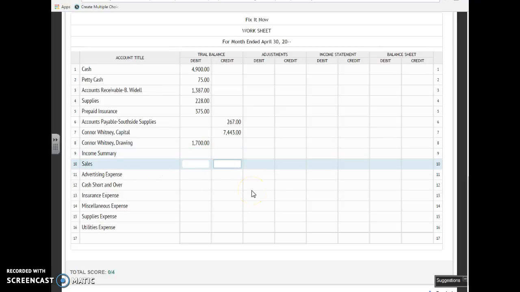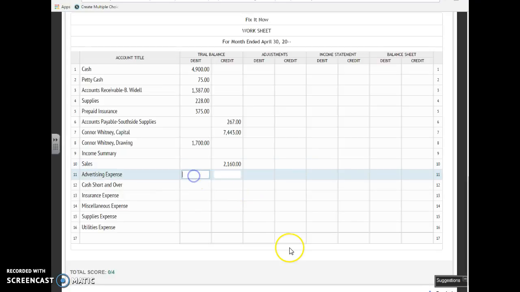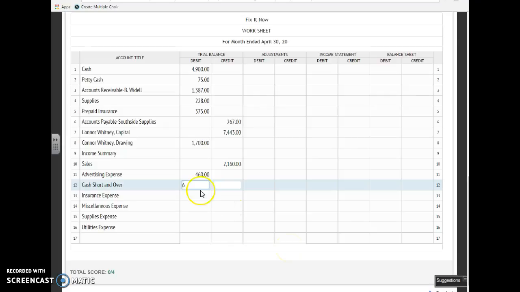My sales were $2,160. My advertising expense, $460. My cash short and over was $6. It did not tell me insurance expense, leave that blank. My miscellaneous expense was $189. My supplies expense, they did not tell me, so leave it blank. And my utilities, $550. Now, what I'm going to do is I'm going to take my trial balance, I'm going to take all of my debits, add them up.